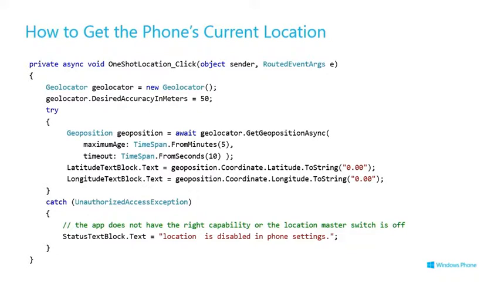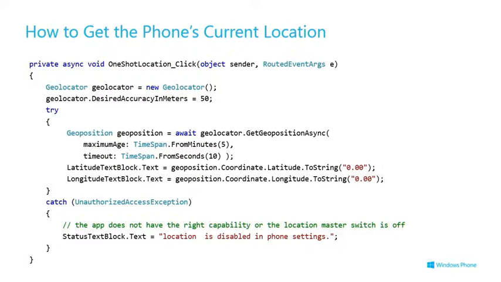This is the new one-shot location API. So this is a new thing. This is very convenient. If you just want to know where the phone is, you new up a geolocator object. You can give it a desired accuracy in meters, so it will just give you a response as soon as it's got a position that's within that accuracy range. And then call the GetGeopositionAsync method on the geolocator instance.